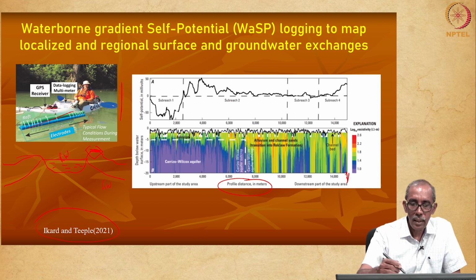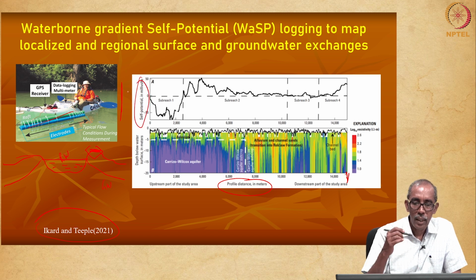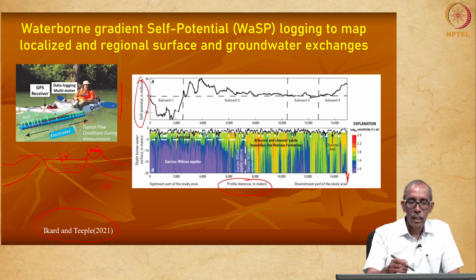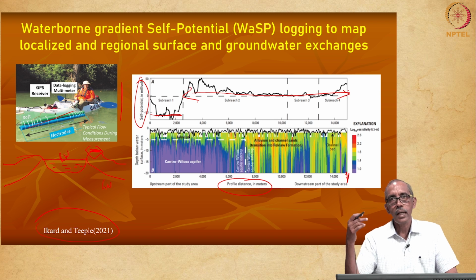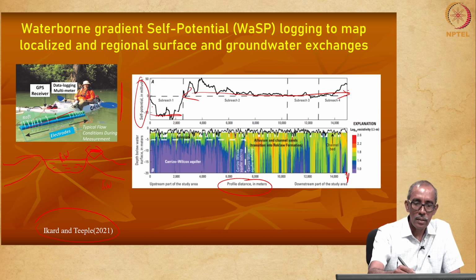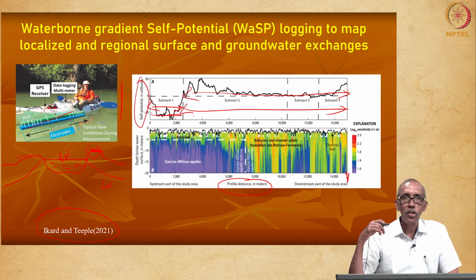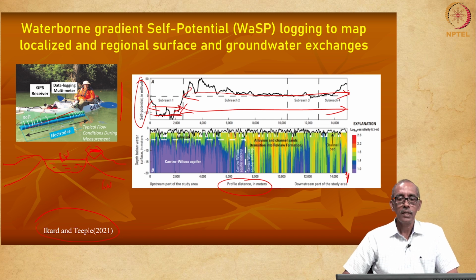So, here are the values of cell potential, right. Cell potential values are comparatively less in this reach, whereas here it is much higher. When the values are much higher, the interaction between surface water and groundwater is much more significant, isn't it? Because only when the river water moves through the bank will cell potential be much higher. That means in the first stretch interaction is less, whereas in the remaining stretches there is a strong interaction between the surface water and groundwater. So, this is one application of the cell potential method.